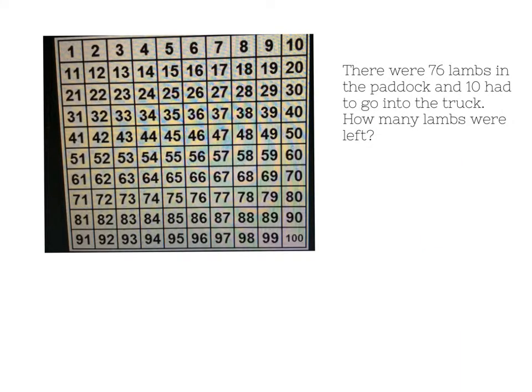My question is, there were 76 lambs in the paddock and 10 had to go into the truck. How many lambs were left? 76 on the hundreds board. I know that I can take away one group of 10. So simply going up to 66 gives me this answer. 76 take away 10 equals 66.